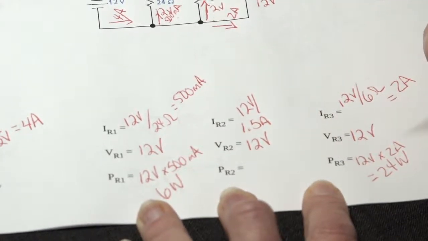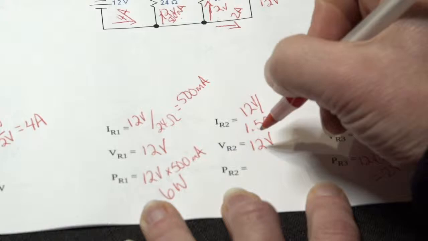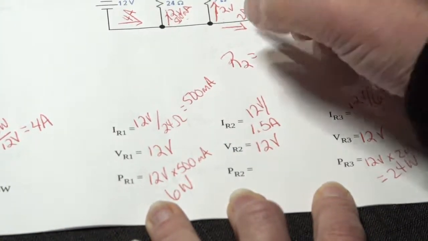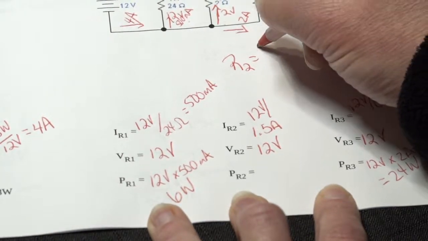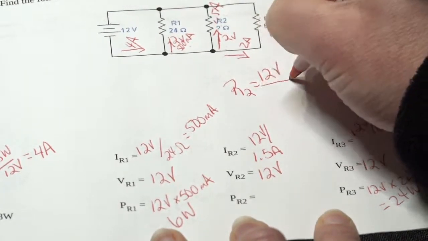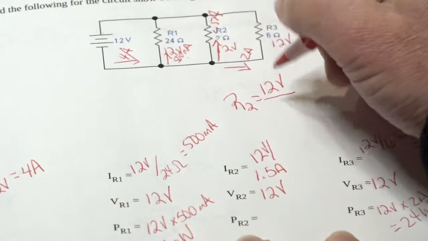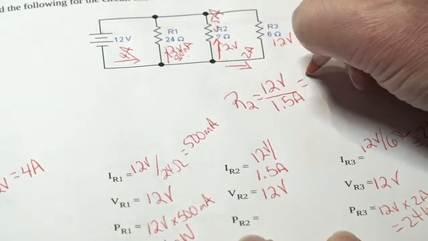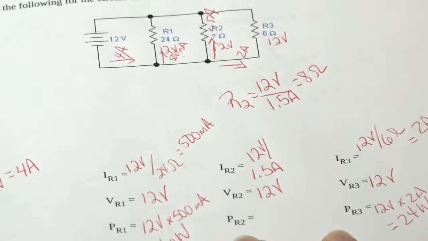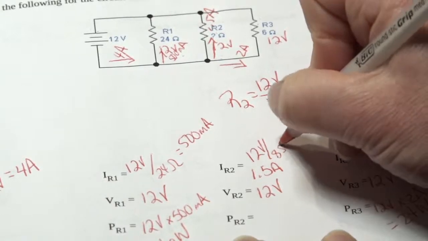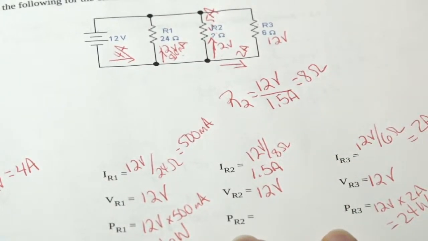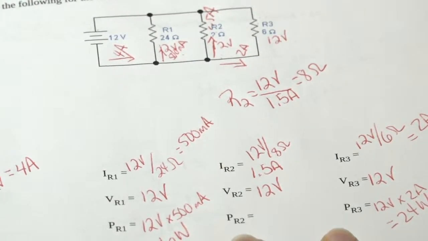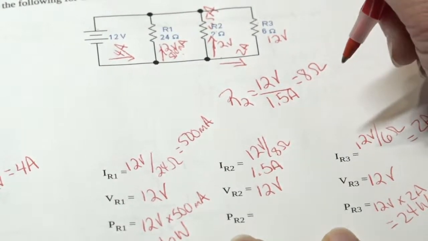But I could find out what the resistance is simply by taking 12 volts. So our resistor for R2 could be found by taking our 12 volts divided by 1.5 amps, which gives us 8 ohms. Okay. And look, 12 volts divided by 8 ohms gives us 1.5 amps. Ooh, that worked out nicely.